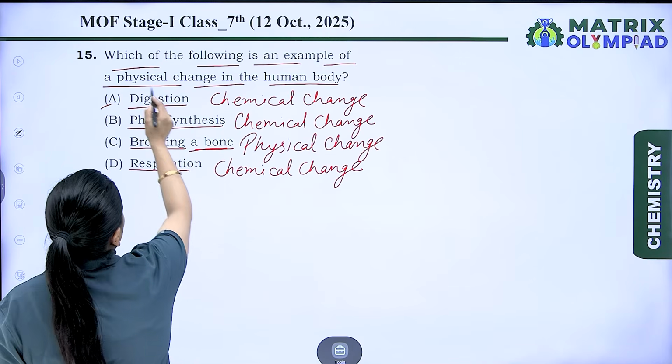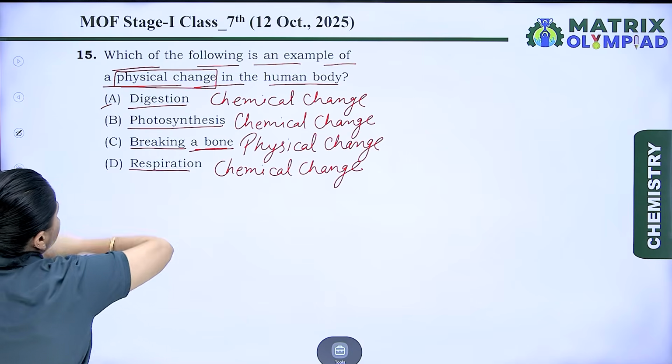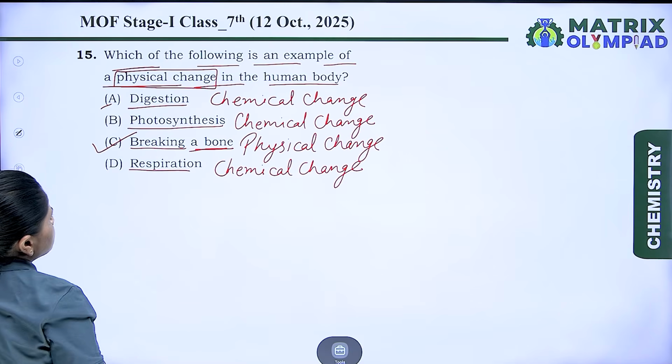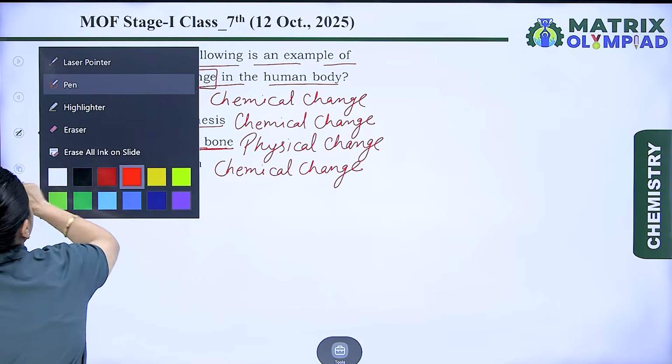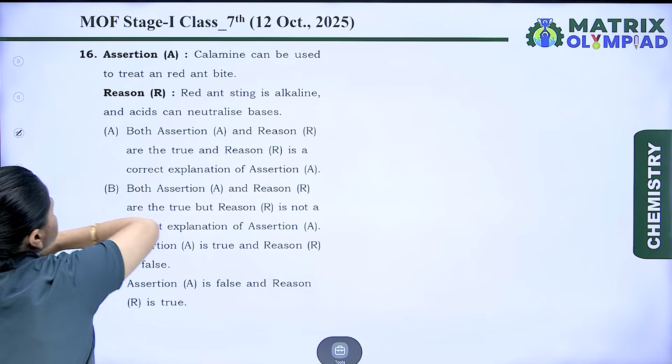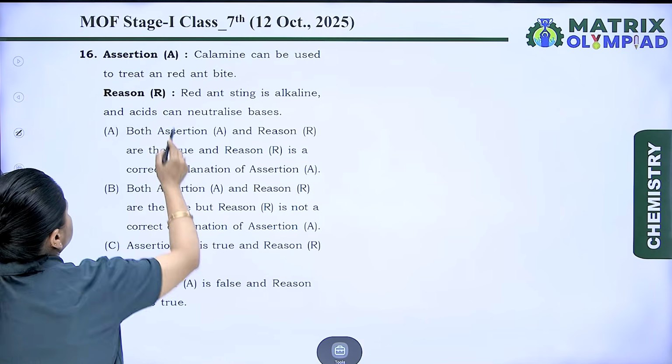So the correct physical change from the options is option C. So the answer is breaking a bone. Now the next question, that is assertion reason.